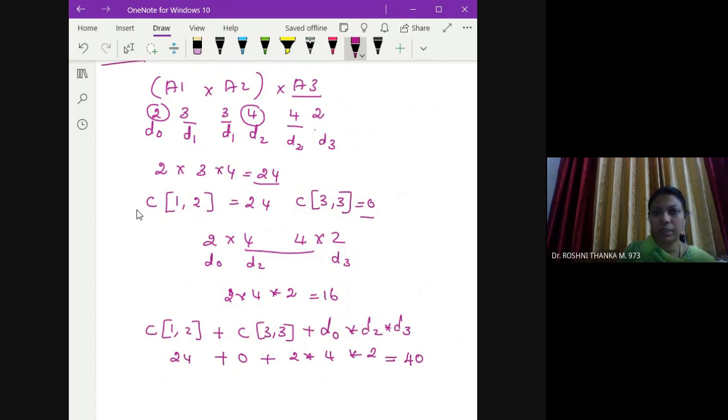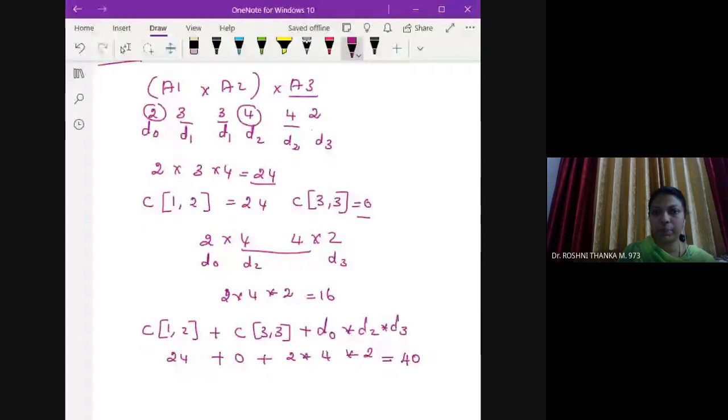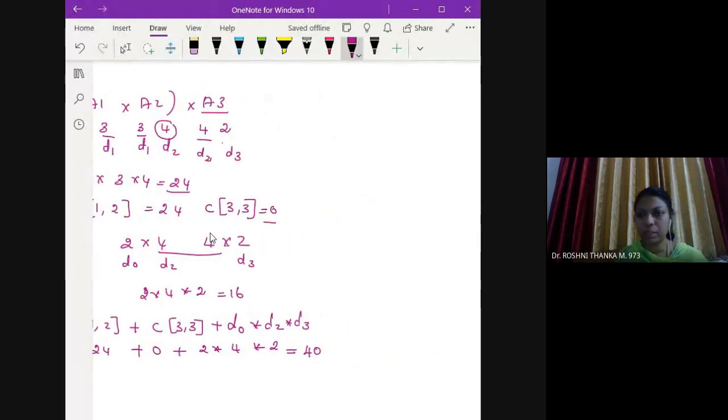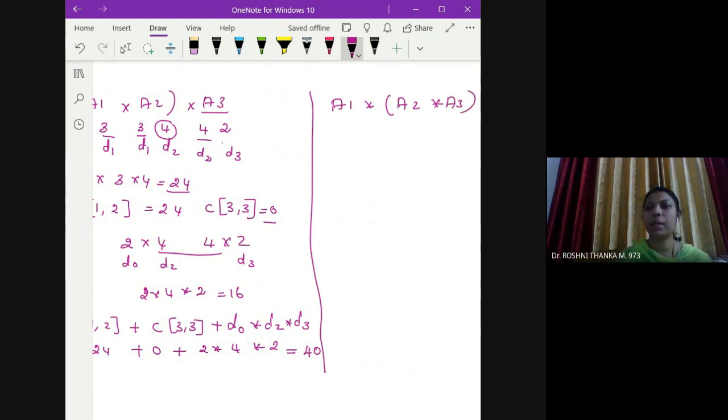Okay, similarly, let us do the other parenthesization also. How will we do the other parenthesization? This is one way of doing parenthesization. The other way we did it: first we will multiply A2 and A3, and that result we are going to multiply with A1.